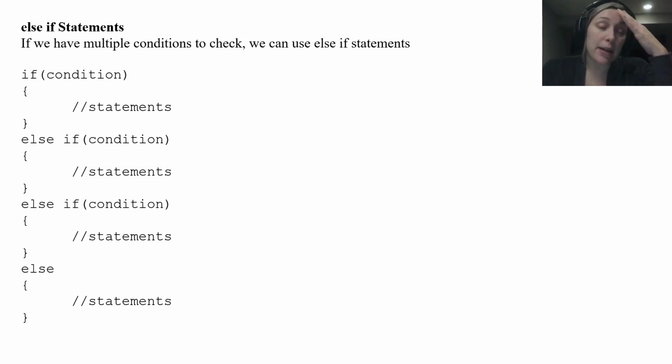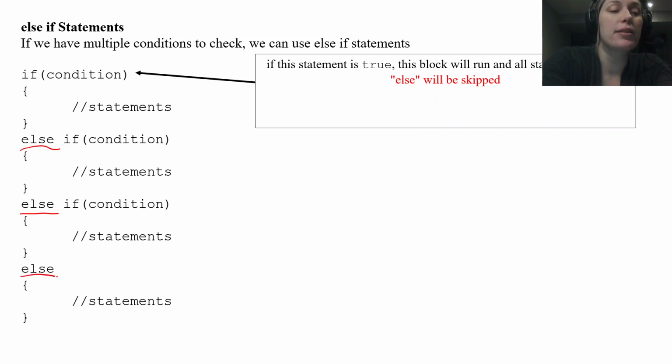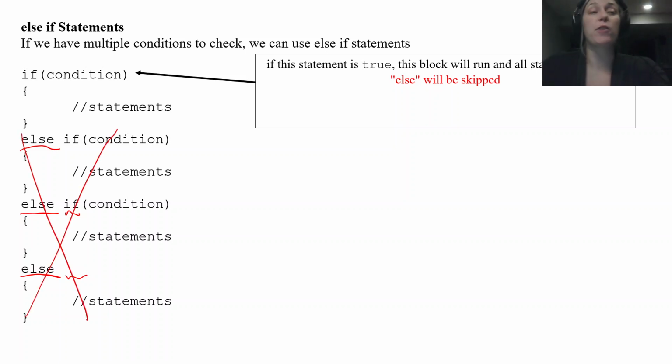So an else if statement starts off with an if condition. A condition is checked. If that statement is true, this block of statements will run, and all statements with an else will be skipped, which means that all of these statements that start with an else, whether or not they have an if or nothing after them, all of those are skipped if that first condition is true.